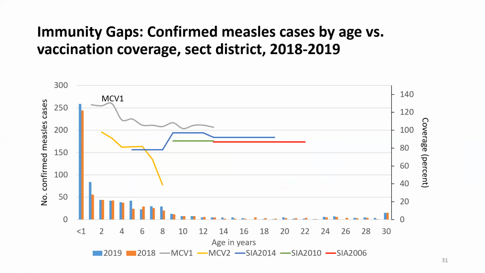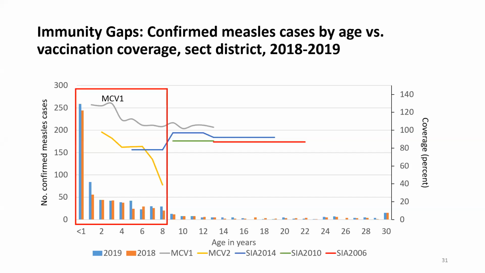Moving on to immunity gaps, we're looking at confirmed measles cases by age versus vaccination coverage in a particular district from 2018 to 2019. On the x-axis, we can see the age of cases in 2019 in the blue bars and 2018 in the orange bars. We can also see overlaid the coverage for MCV1 in the gray line, MCV2 in the yellow line, and then a few different SIAs that occurred back in 2014, 2010, and 2006, as well as the ages that those should have covered. If you click one more, yep.